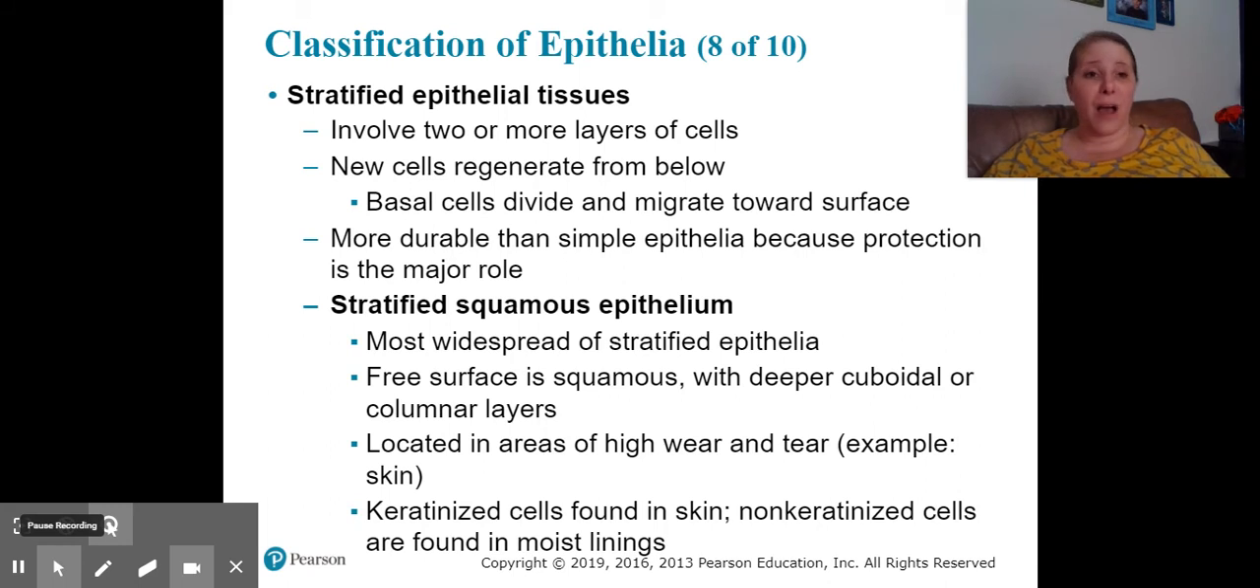Keratinized cells are also found in there, and then there's non-keratinized cells in the moist parts, in the mucous membrane. So this kind of skin is keratinized. It's tougher than the mucous membranes, and so that's one of the reasons why it's different. Keratin is the stuff that makes up your hairs and nails, making them stronger.